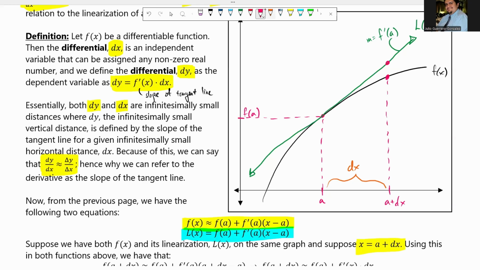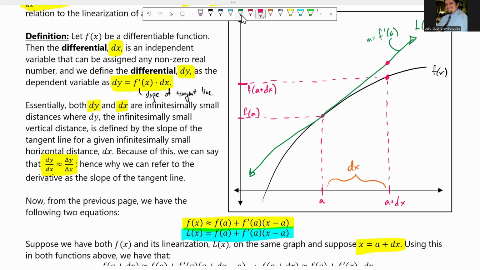Okay? There are two values here. I'm going to grab this one, and I'm going to go straight across. Notice that this value right here is on f of x. So then that means this is going to be f of a plus dx.